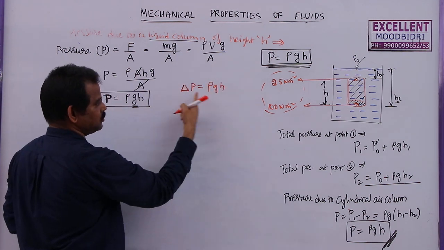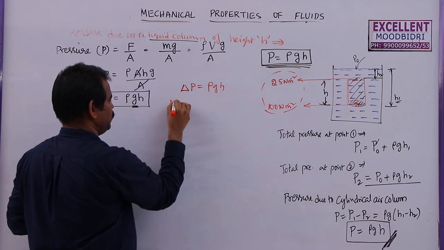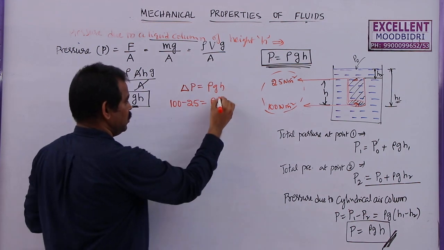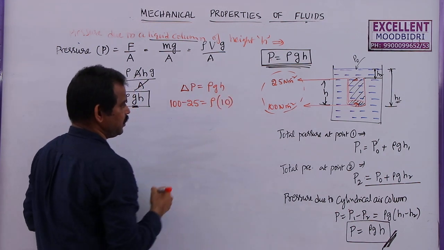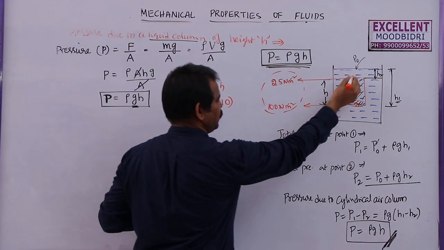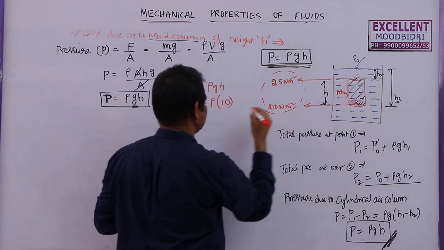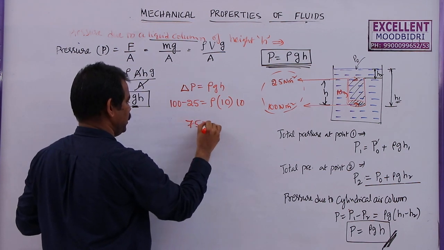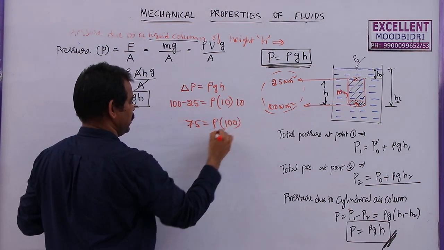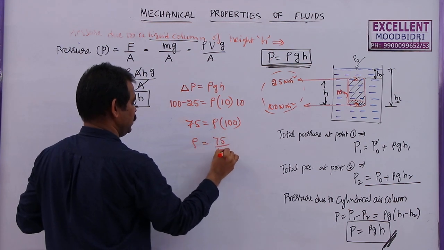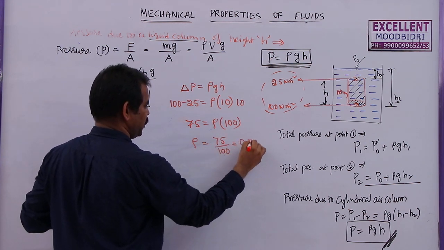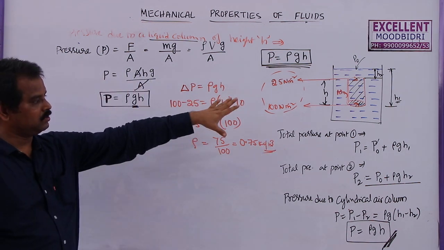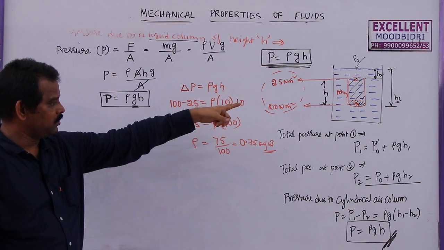So in this case, what is the pressure difference? 100 minus 25 is equal to, density is unknown, G is 9.8, but you can take it as 10. Let us say the height from here to here is 10 meters. So what is this value? This will be 75, which is equal to rho into 100. Density is equal to 75 by 100, so 0.75 kg per meter cube. This is how you can find the density of any fluid if you know the pressure difference.